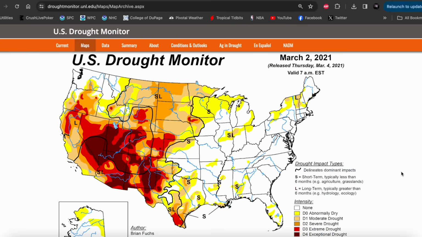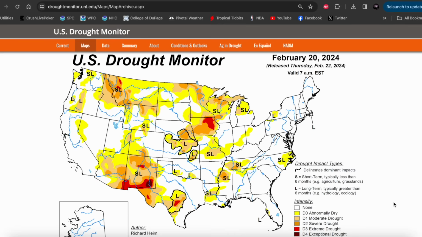For example, here's the same map from March 2nd, 2021, and if it looked like this right now, I'd be very concerned. You can see much more widespread severe drought across the higher terrain out west, and this was a year that saw a fairly quiet spring season. So from a tornado perspective, this year's drought situation going into the season looks pretty good.